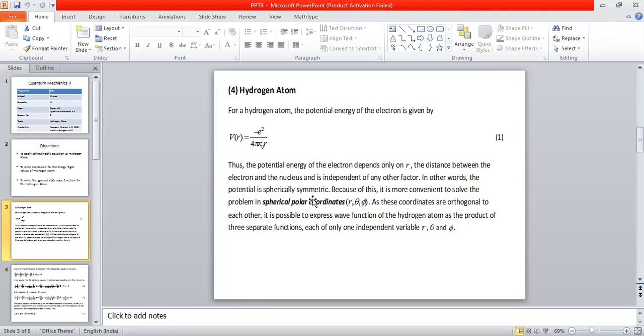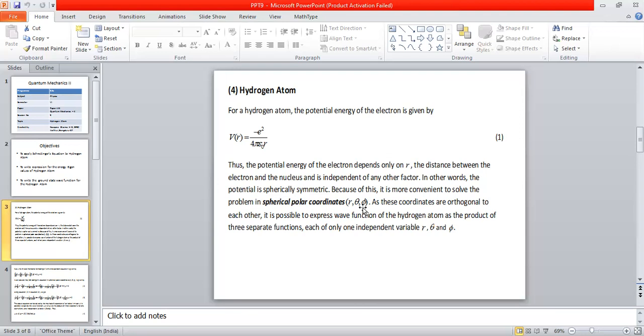So because of which this entire problem of the hydrogen atom can be solved in terms of spherical polar coordinates, which are denoted by r, theta, phi, rather than the Cartesian coordinates x, y, z. It's also possible to solve the hydrogen atom case in terms of x, y, z, but the equations become cumbersome and too difficult to solve.